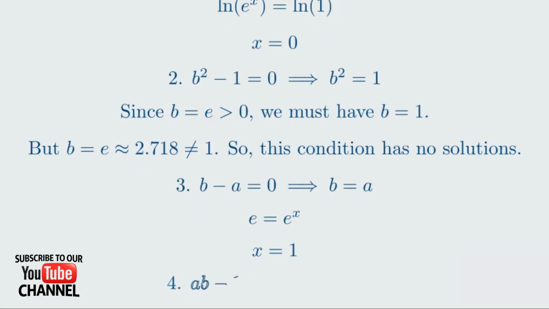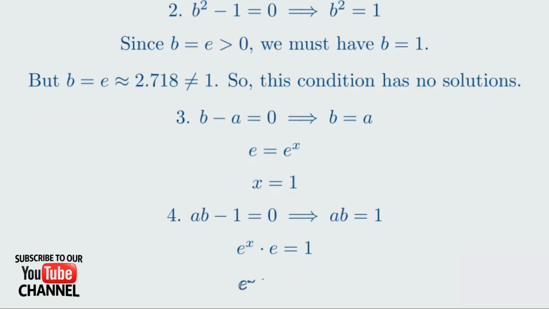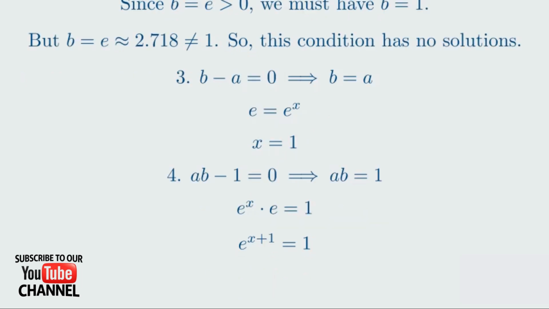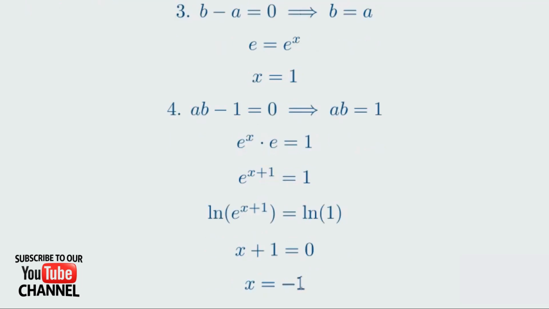The fourth condition is a times b equals 1. This means e to the x times e equals 1. Using the rules of exponents, this simplifies to e to the power of x plus 1 equals 1. Again, taking the natural logarithm of both sides, we find that x plus 1 equals 0, giving us our third solution, x equals minus 1.